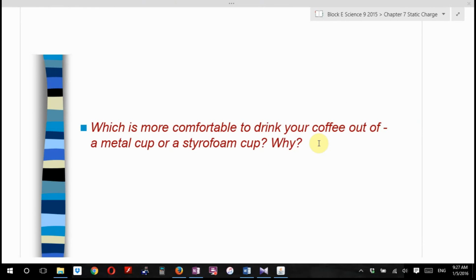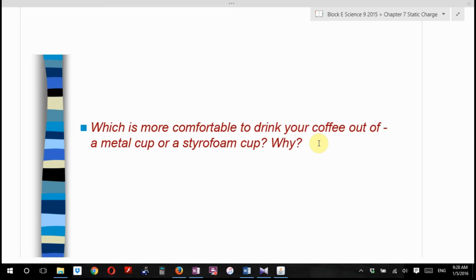So now we're going to get even more specific. Suppose you have a very hot cup of coffee. What would be more comfortable to drink it out of and hold in your hand? A metal cup or a styrofoam cup? Why metal? Or was that sarcasm? Just an answer? What would be the problem if you had hot coffee in a metal cup? It would burn your hand? What does a styrofoam cup do?